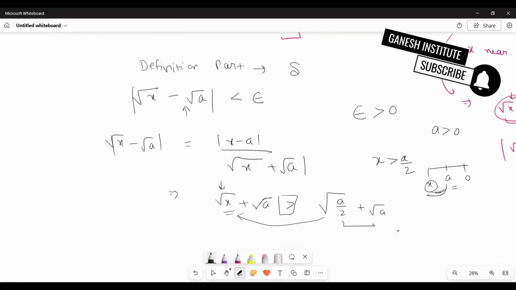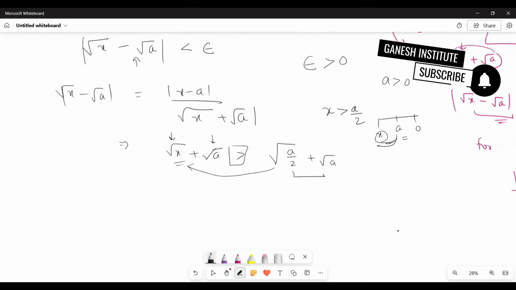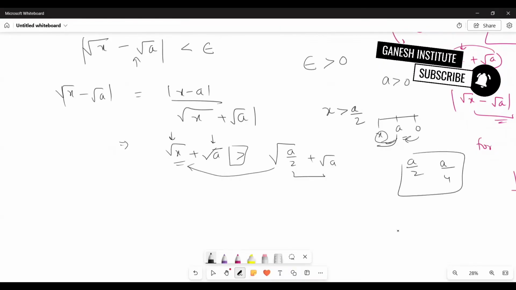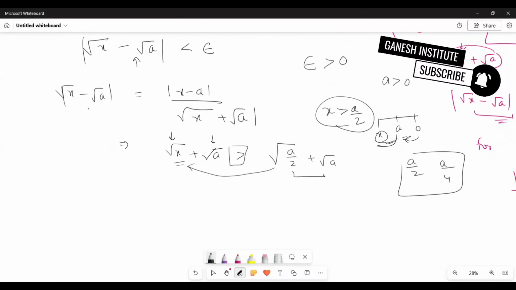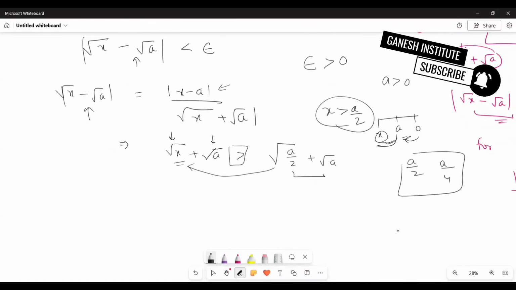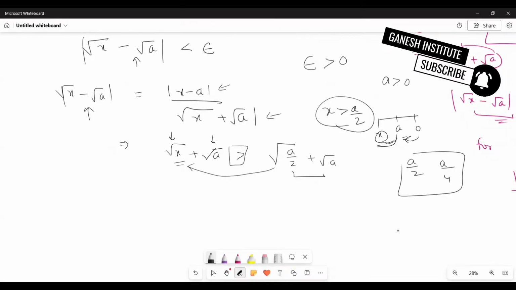But how do you know that x is more than a by 2? Because I have assumed that x near a is greater than 0. I have taken half or 1/4, anything you can take. But x has to be greater than that so as to have this absolute value in the picture. But you don't even know yet that x is greater than a.